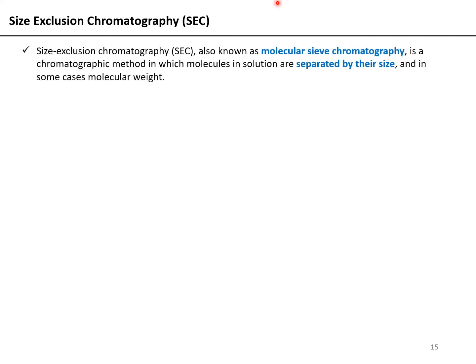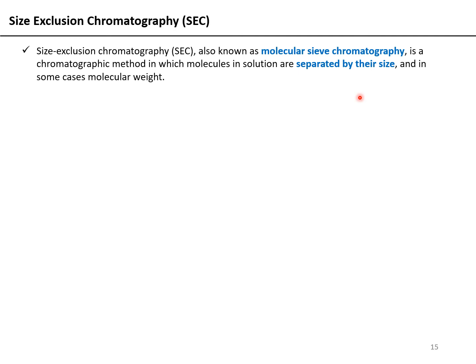The third kind of chromatography that we are going to talk about is size exclusion chromatography, which is one of the most commonly performed chromatographic techniques in laboratories. So SEC, or size exclusion chromatography, also known as molecular sieve chromatography, is a chromatographic method in which molecules in solution are separated by their size and in some cases molecular weight, but most commonly in accordance with their size.